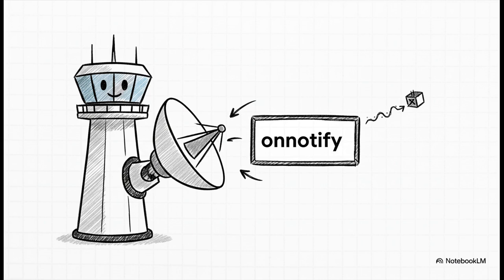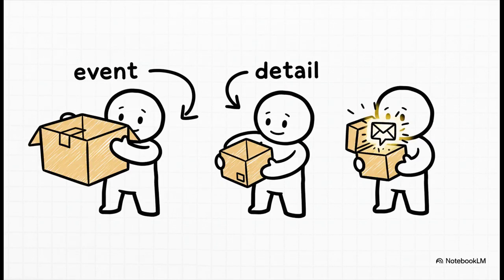It happens right in the parent's HTML template, right on the tag for the child component. You add an attribute that follows a really simple pattern, the word on followed by the event name. Remember how we called our event Notify? Well, the listener is onNotify. See how that works? We then tell it what to do when it hears that event by pointing it to a handler function. And here's the payoff.